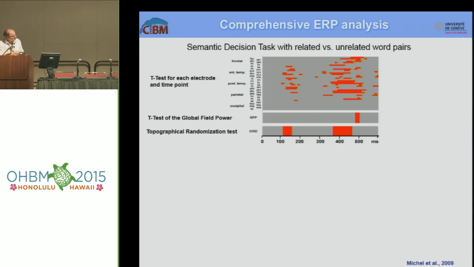More in the bottom here is a test of the global field strength. It's just a one measure test. It's not for each electrode, but it's for the global field power of the whole electric field. You just test strength differences, and you see a little difference here.